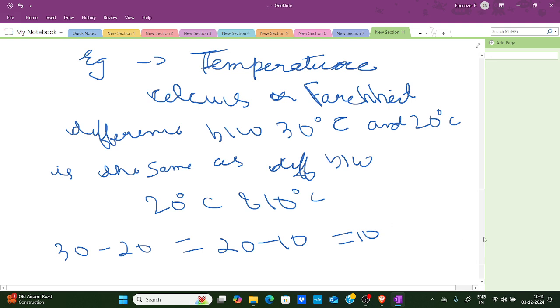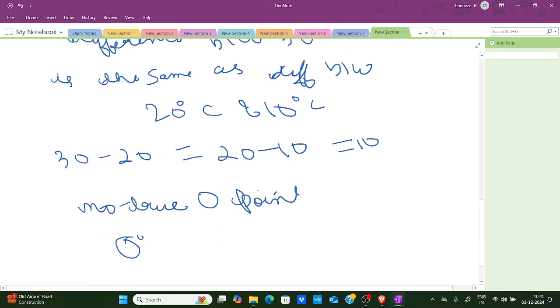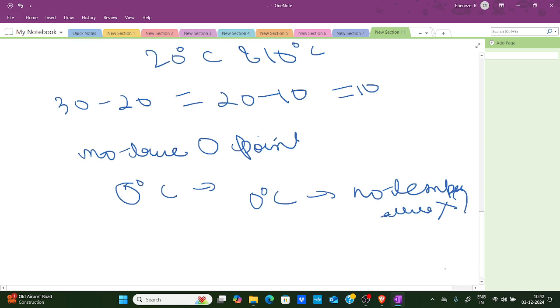But on the other hand, what do I mean by no true 0 point? It means that when I say something is at 0 degrees Celsius, I cannot say that there is no temperature, right? When something is at 0 degrees Celsius, I can't say that it has no temperature. That is why it is called the interval scale, where there is no true 0.